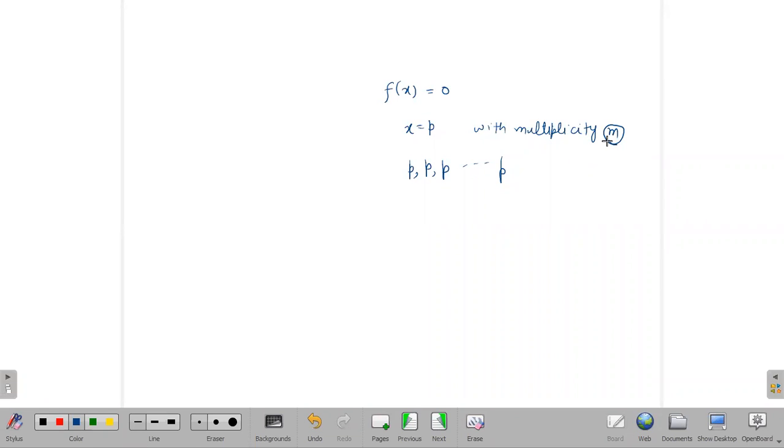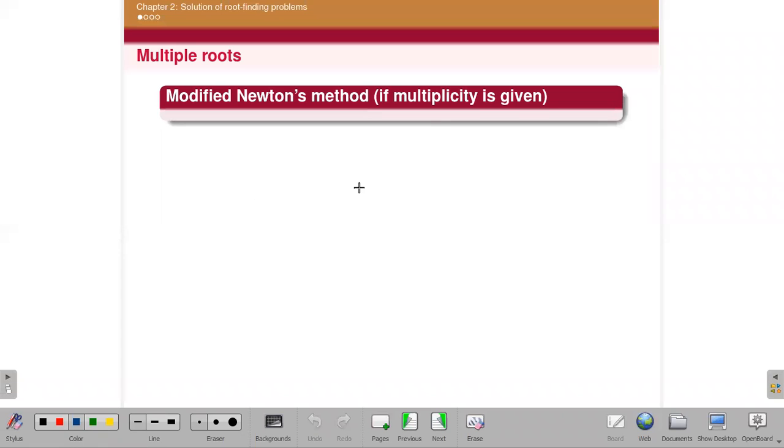Okay, so now we will do the formula when multiplicity is given, meaning the m value will be given, and you have to find the root with the multiplicity. This will be the statement. So now this is the Newton modified method if multiplicity is given. Just remember the formula here.